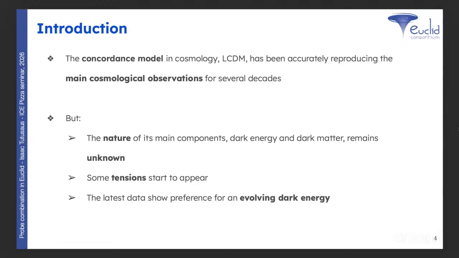And there are also tensions that start to appear. And this is now a very exciting moment, because the latest data, since 2024, especially 2025, was a very nice year for that. There are data sets that show that there is a preference for evolving dark energy. So this is a very exciting moment because it's the very first time in several decades that we find something that's pointing away from lambda CDM. So there might actually be something beyond the standard model.